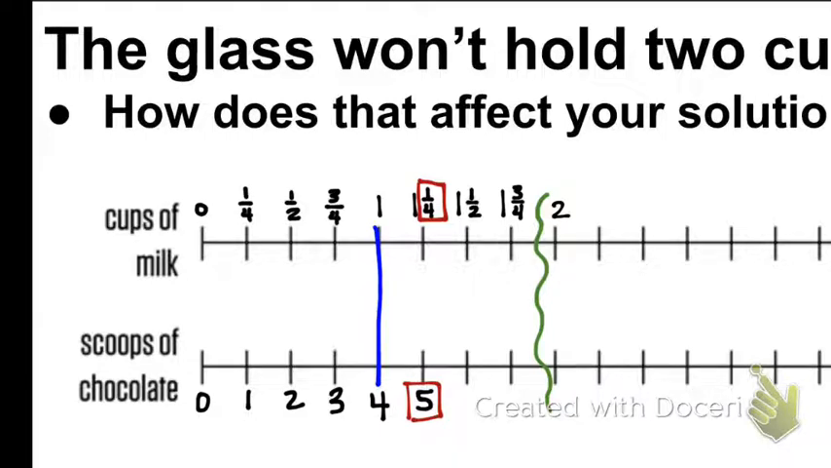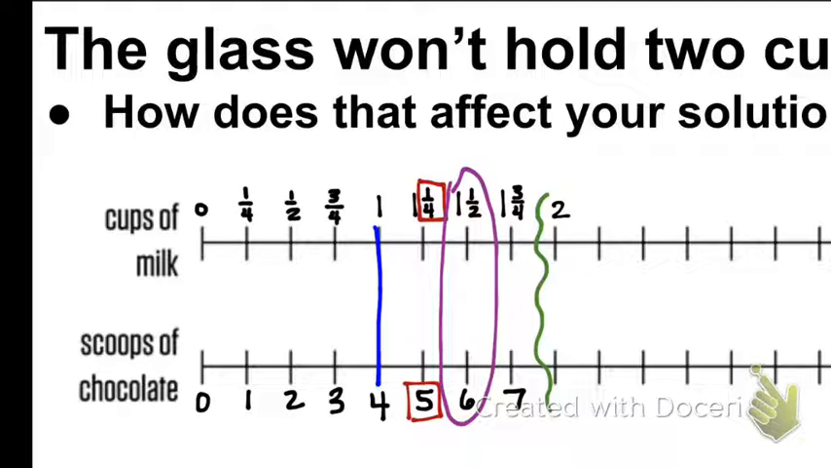You can do 1.5 milk and then 6 chocolate. Yeah, we could do 1.5 cups of milk. So add 1/2 cup and 1 more scoop of chocolate, right? Anything else that would work and still fit in the cup? 1 and 3/4, 7 scoops of chocolate. So we could add 3/4 of a cup of milk and 7 scoops of chocolate.